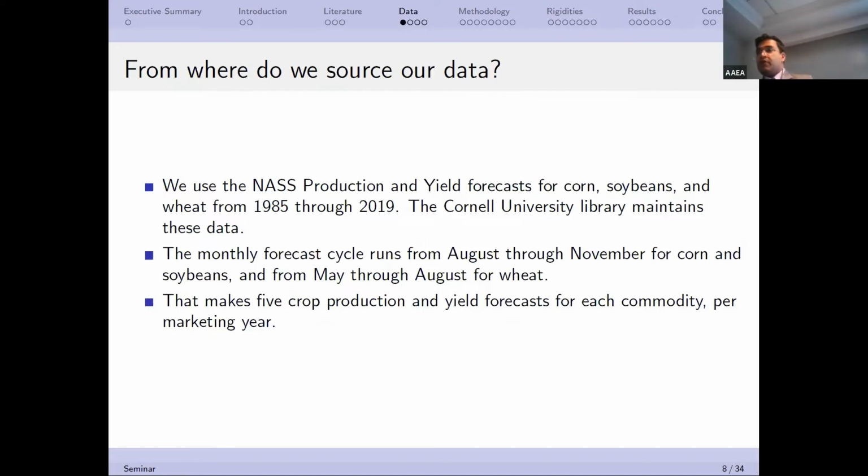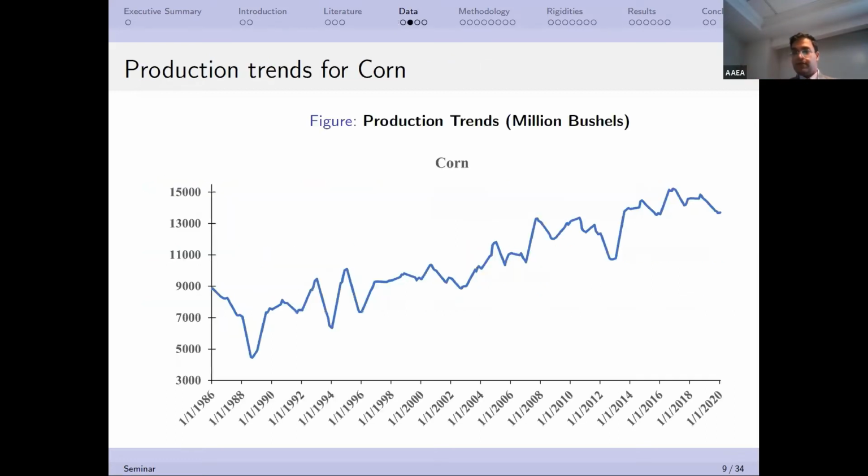Specifically for corn and soybean, the forecast cycle runs from August to November, with the final estimates being available in January. And for wheat, the forecast cycle runs from May through August, with the final numbers available in September after 1992. Before 1992, the numbers are also available in the January reports. So all in all, we have 3 commodities. For each commodity, we have 5 observations for 1 marketing year, and we have a total of, I guess, 35 marketing years in our analysis.